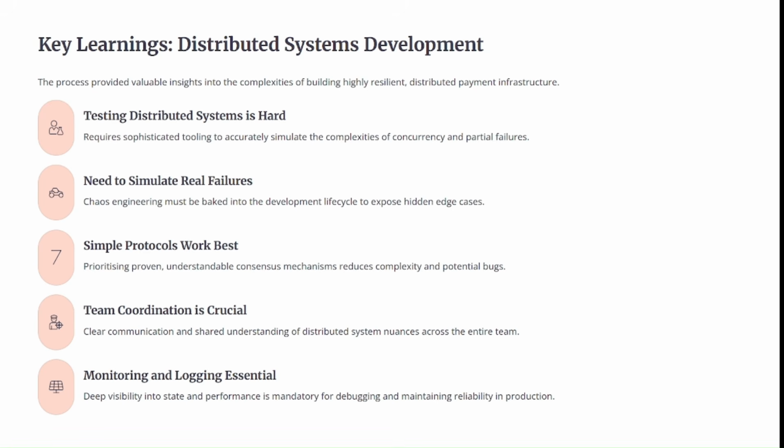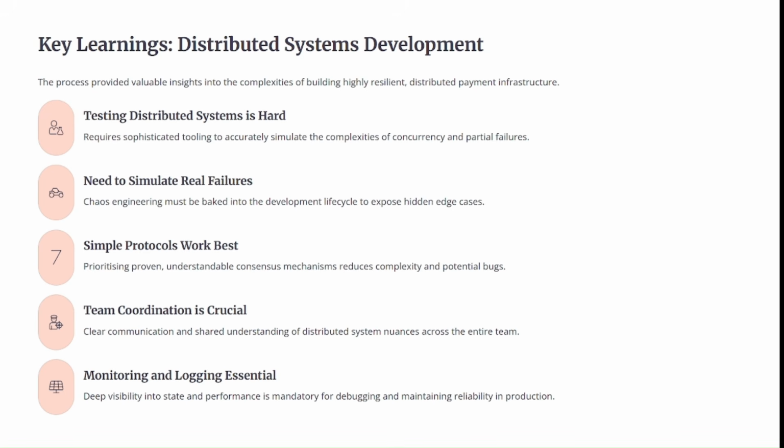Another important takeaway is that simple protocols often work best. By choosing well understood, proven consensus mechanisms, we reduced overall complexity and minimized potential bugs. This simplicity made our system not only easier to reason about but also more reliable in production.